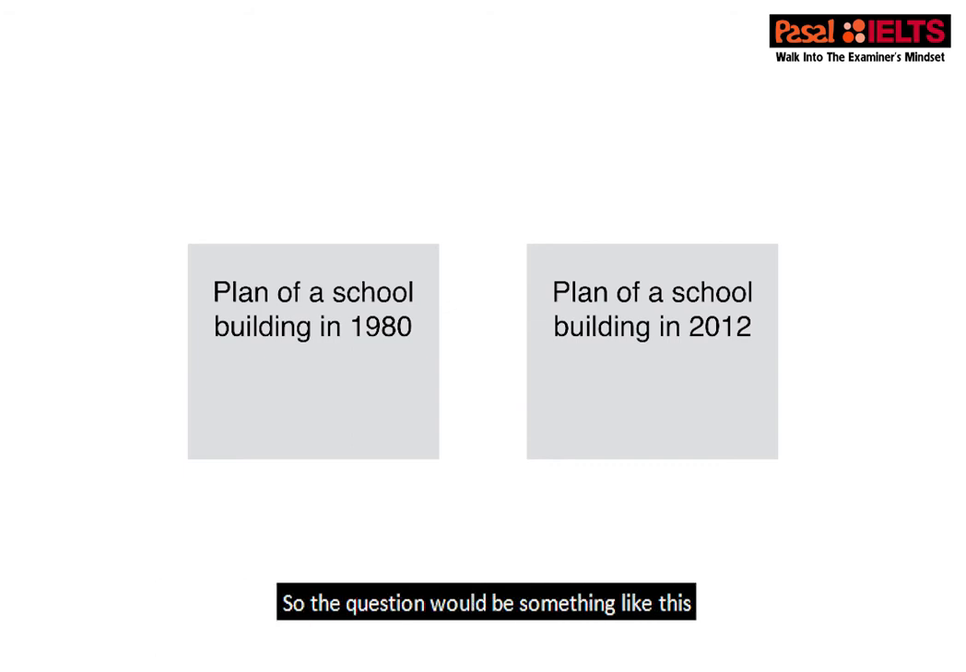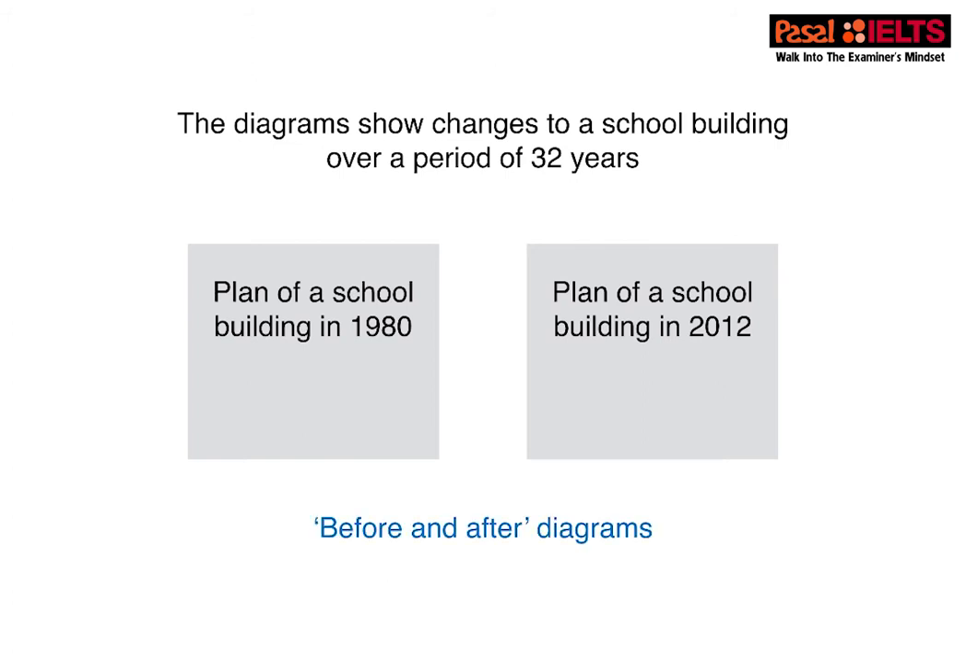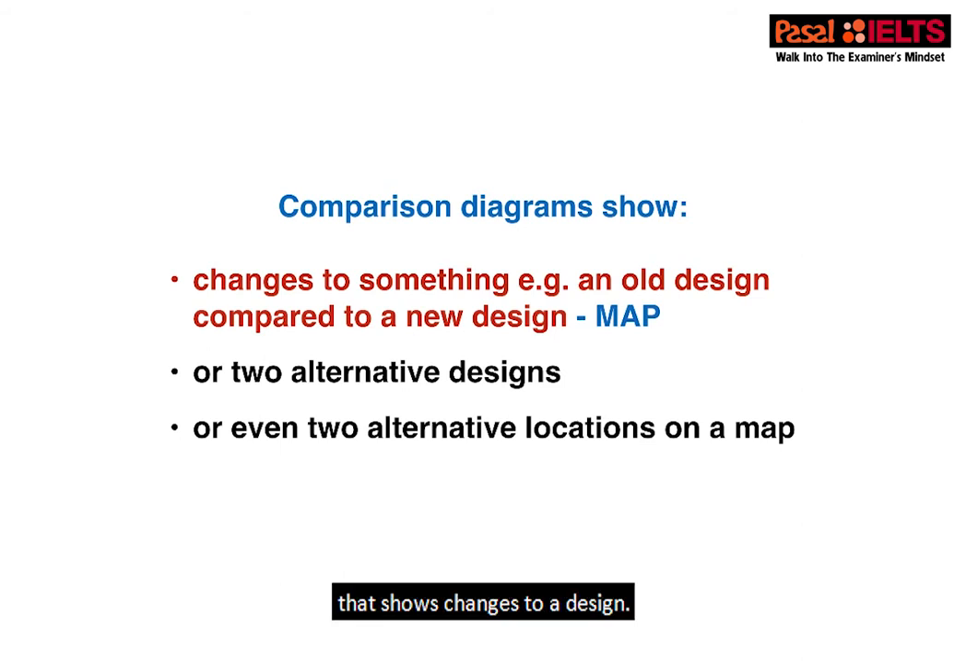So the question would be something like this. The diagrams show changes to a school building over a period of 32 years. And I would call this a before and after diagram. Looking back at the types then, we'll stay on the first type because you can also have a map that shows changes to a design.